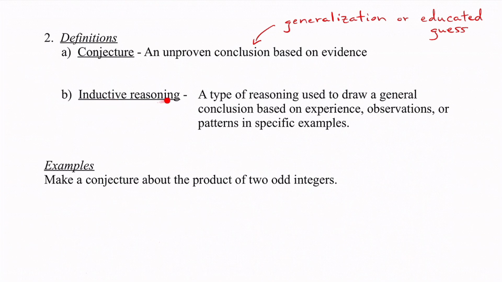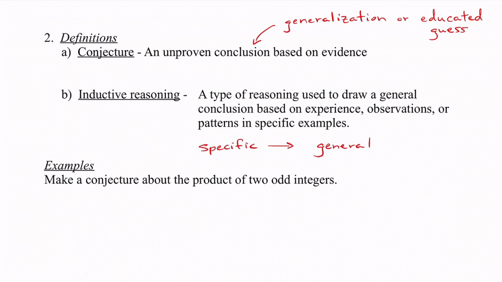Looking at inductive reasoning, it says for that, it is a type of reasoning used to draw a general conclusion based on experience, observations, or patterns in specific examples. So you're basically looking at some specific examples or cases or scenarios, and then you are coming up with this conclusion from that. So you're going from something really specific, and then you're kind of making a generalization of what you think is going on.